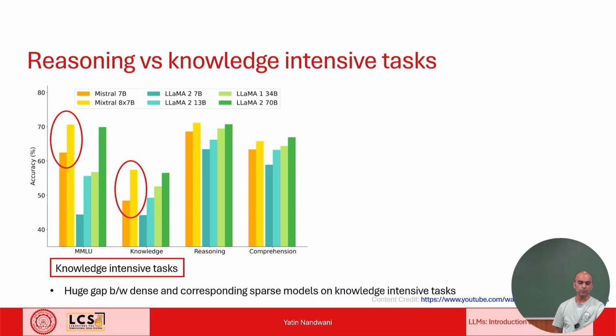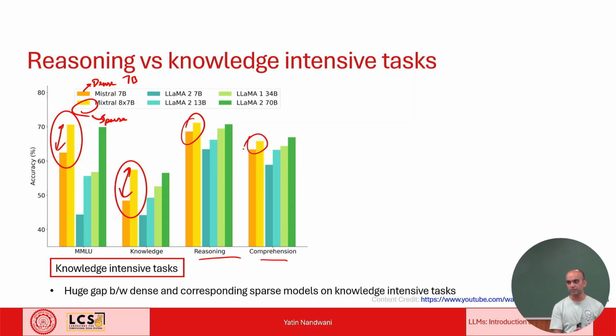To test this hypothesis, they are comparing Mixtral with its dense counterpart, the dense 7 billion model, right? In the sparse counterpart, we have increased the number of parameters in the feed forward layer, but we are keeping the activation and computation almost similar. On the knowledge intensive tasks, they find that indeed the gap between these two is huge, whereas on the other reasoning and comprehension tasks, the gap is not much. So they are just trying to empirically see if this hypothesis, that parameters in the feed forward layer store knowledge, is true or not.